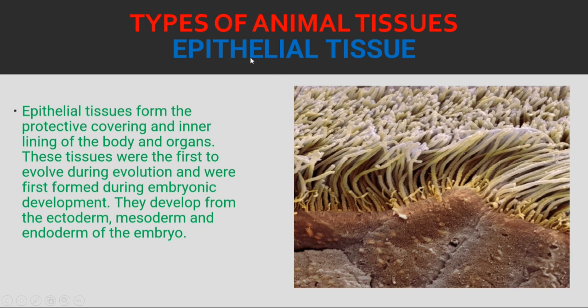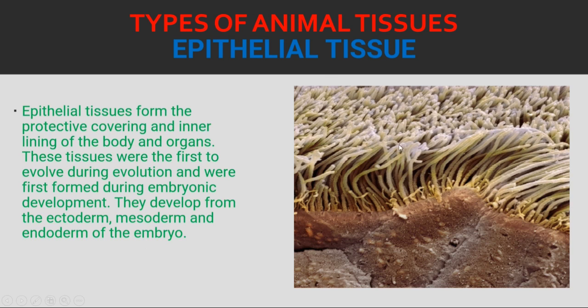stomach. In the stomach, we can see this epithelial tissue, and these tissues were the first, the earliest and the oldest, to evolve during evolution. They were also first formed during the embryonic development, and they develop from ectoderm, mesoderm and endoderm of the embryo. During the formation of the embryo, the first to form is the epithelial tissue.